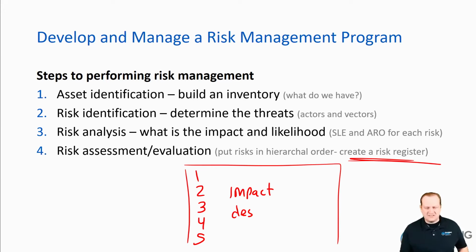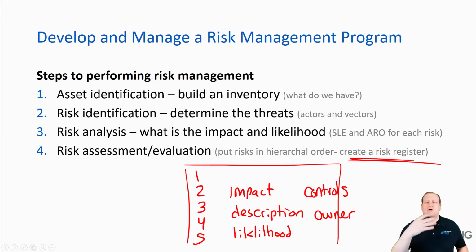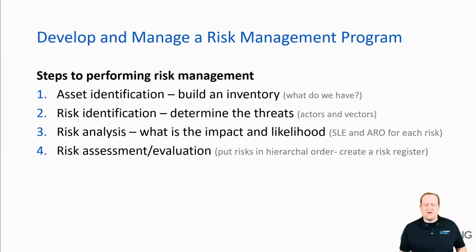It would help if I could spell today. Description. There we go. We're going to write out likelihood. We're going to write out what we think the best defense is. We're going to write out on this document what controls could be used to protect us, and then say who is the owner of those controls, who's responsible, who's going to be held accountable for making sure those firewalls get deployed. I'm going to outline all of that there.